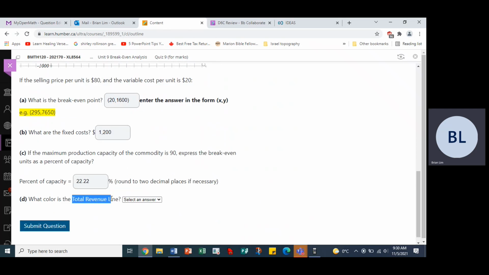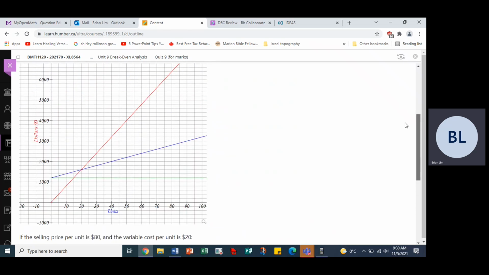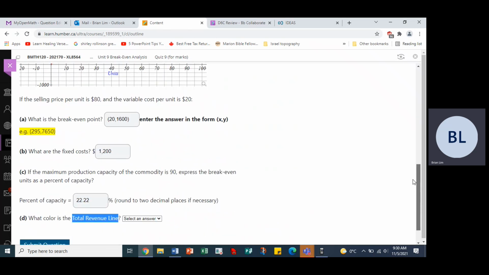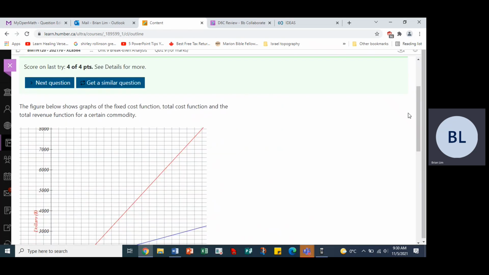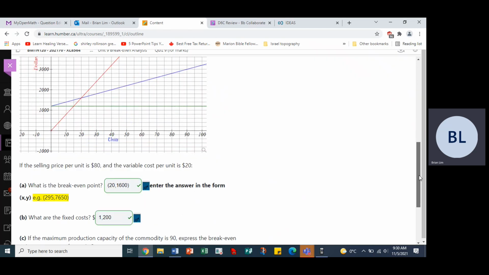Okay, last. What color is the total revenue line? Well, the total revenue line, it's the red line, yes. Why? It's easy to recognize because that is the one that starts at 0. If you sell nothing, the revenue will be nothing, okay? So that is the total revenue line is the red line. So we choose the answer, and the answer will be the red line. We submit our question, and hopefully we are correct.